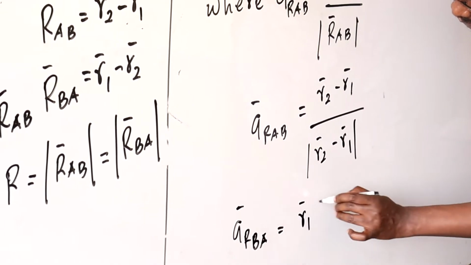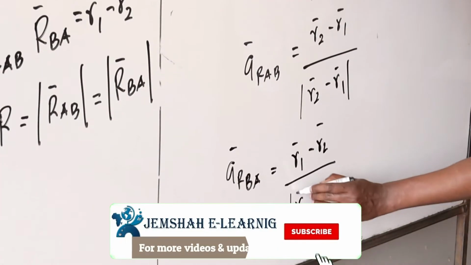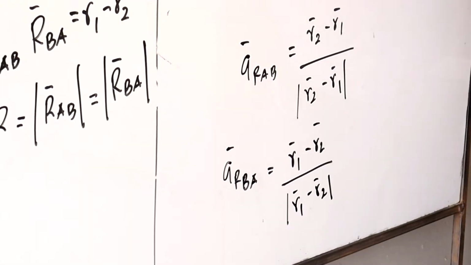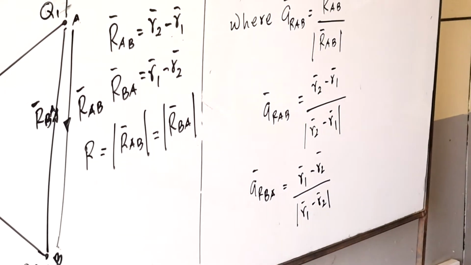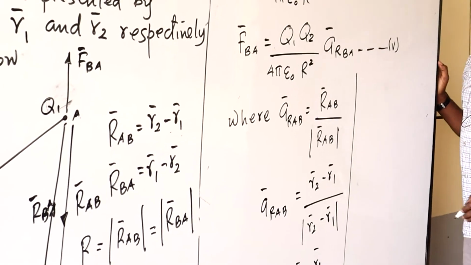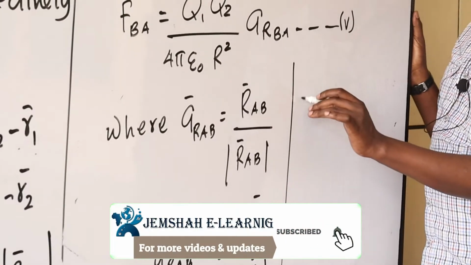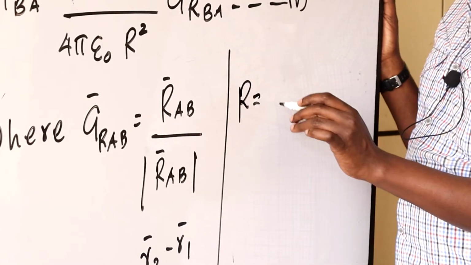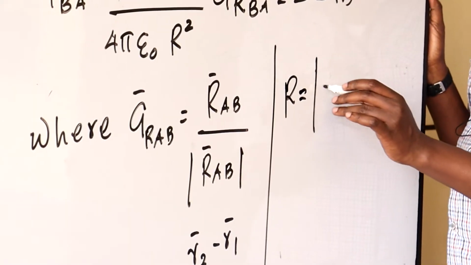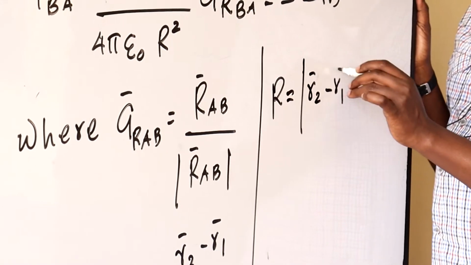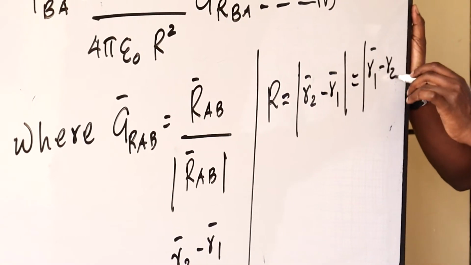must be R1 bar minus R2 bar. And their magnitudes, we've stated that they are the same, so it doesn't matter. The magnitudes are there already, there's no need of repeating that. Or rather, we can just write them. We can say R alone is the same as the magnitude of R2 bar minus R1 bar, which is the same as the magnitude of R1 bar minus R2 bar.